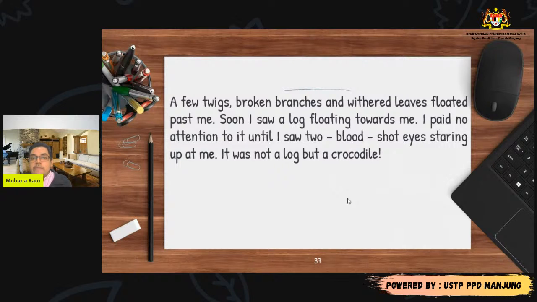Now, it may be difficult for you to learn how to write like this, but with practice, you can. For example, in this paragraph, you can take the idea of a few twigs, broken branches, withered leaves, write it down. A log floating towards me, write it down. I paid no attention, write it down. Write down two bloodshot eyes and write down a crocodile. Now use all these ideas that I have asked you to take note into a paragraph. That's how you develop your own ideas.